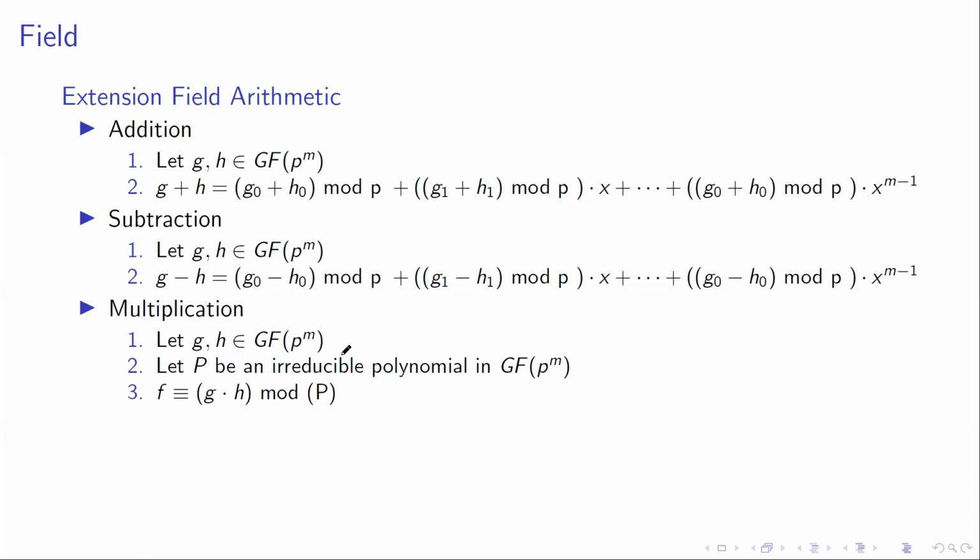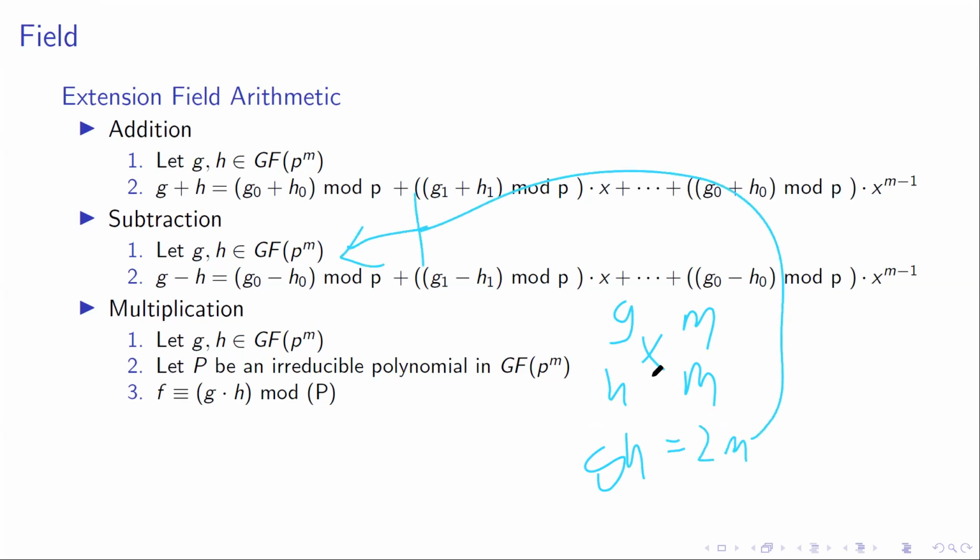And multiplication is a little bit trickier. How can we do multiplication? Let's say this polynomial g has a degree of m, and this h has a degree of m. Once I multiply these 2 polynomials together, gh, I get a polynomial with degree of 2m. But the problem is this 2m is not in the field anymore. So how can we fix this problem? How can we make sure that it is back in the field?